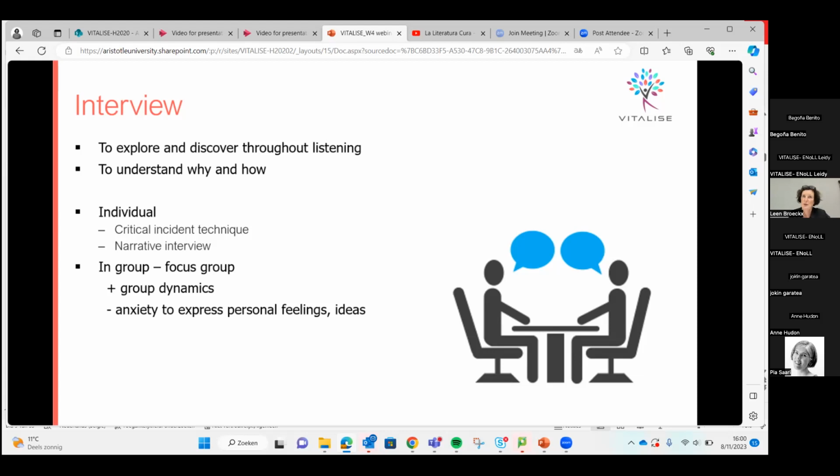Often in projects we opt for a group interview, a focus group. The advantage for sure is that you have the interaction between different citizens, patients, that there is really a group dynamic. But the downside is that if the group is too big, or if you have some more dominant people in your group, there is the anxiety to express personal feelings and ideas.